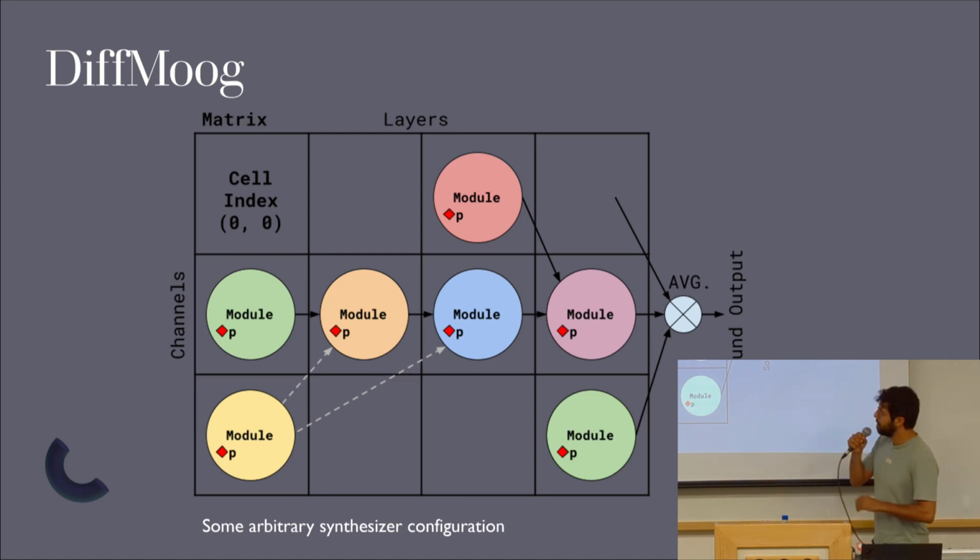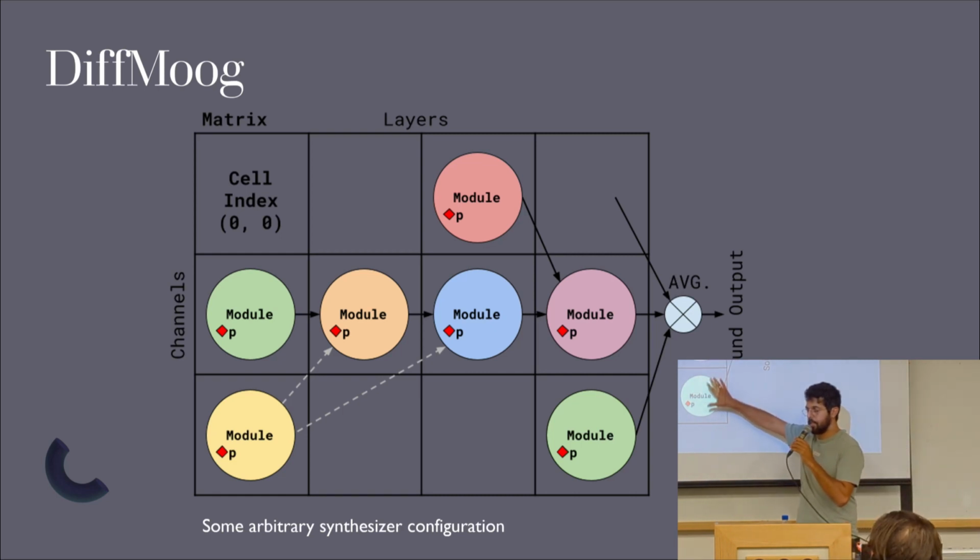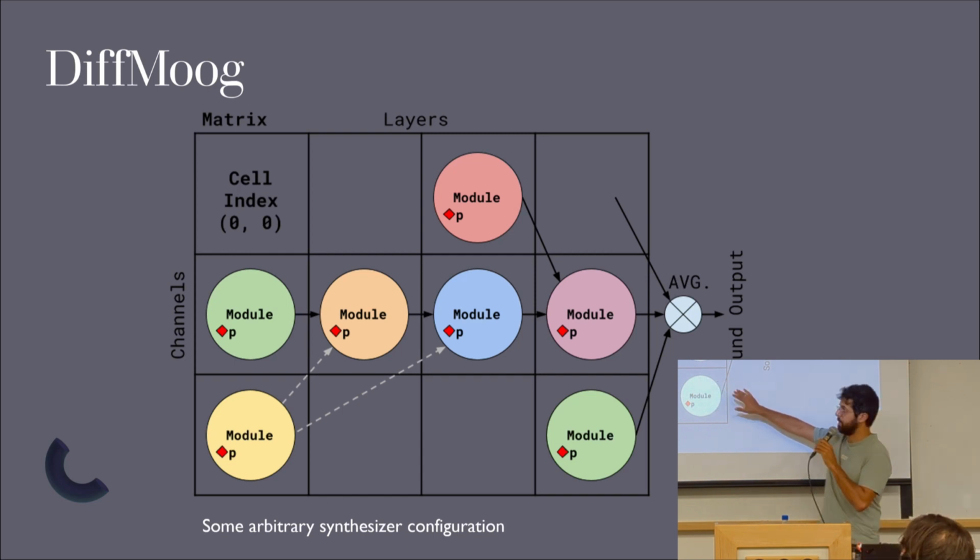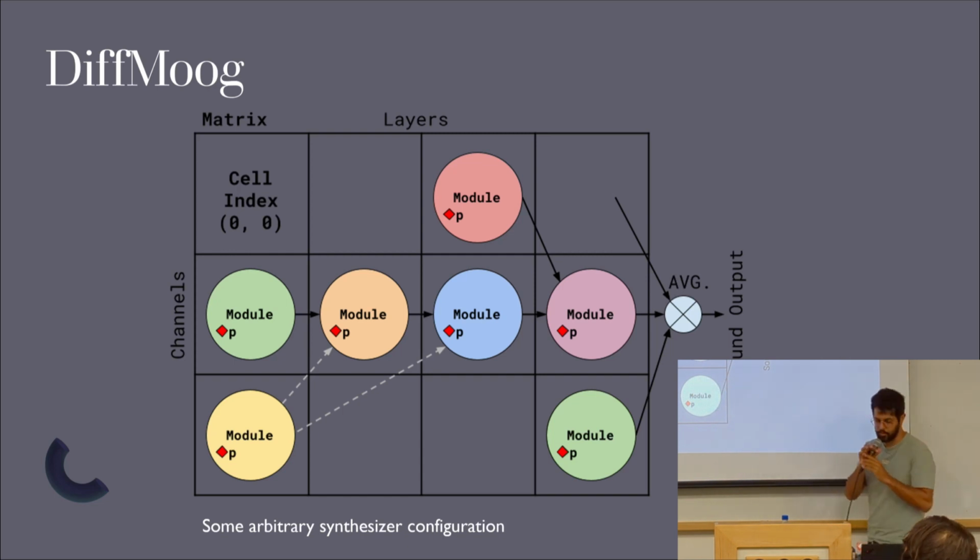The sound is computed from left to right. Each module has its own processing. It comes to the right, is processed, and then we average the rightmost layer, and we get the sound output.